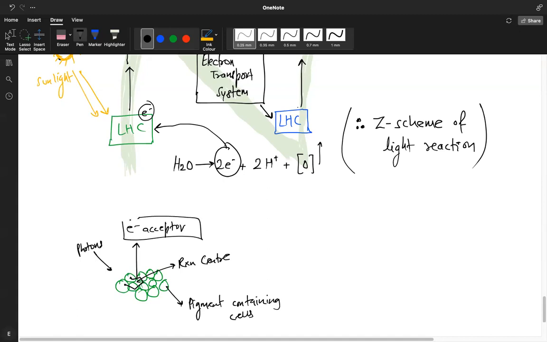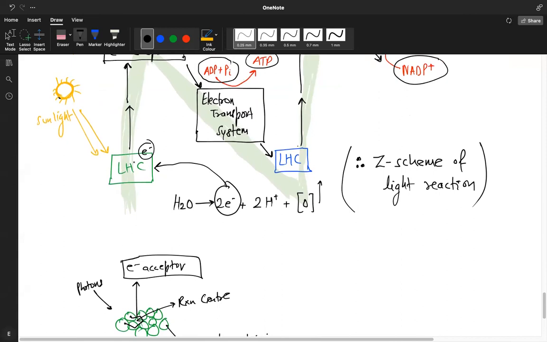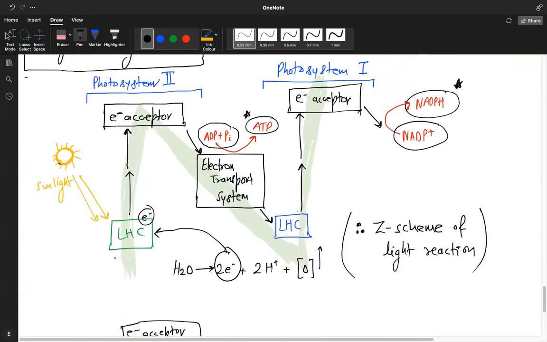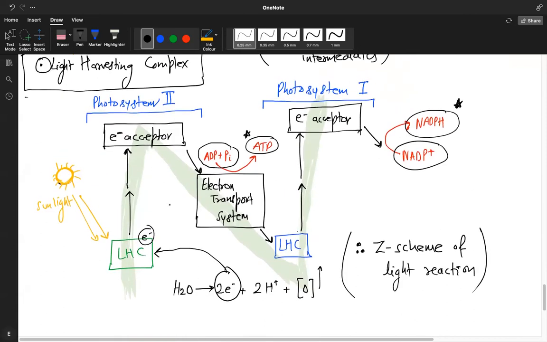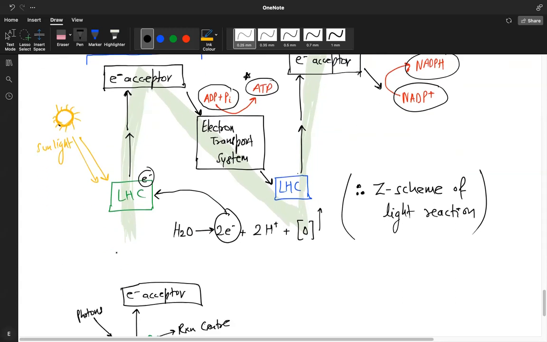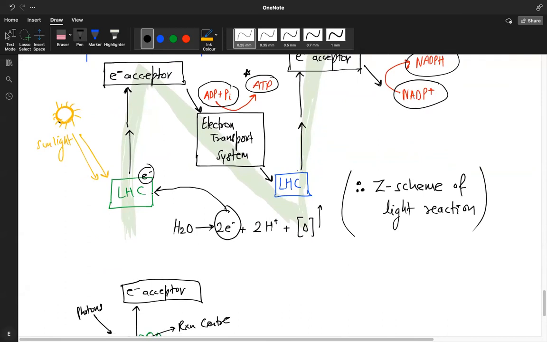Correct? This scheme is clear. So this LHC has chlorophyll, this LHC also has chlorophyll, but this LHC is a part of photosystem 2, this is a part of photosystem 1. Because this process happens twice, in the first ATP is formed, in the second NADPH is formed. Let's name it for now as LHC1 and this is LHC2.